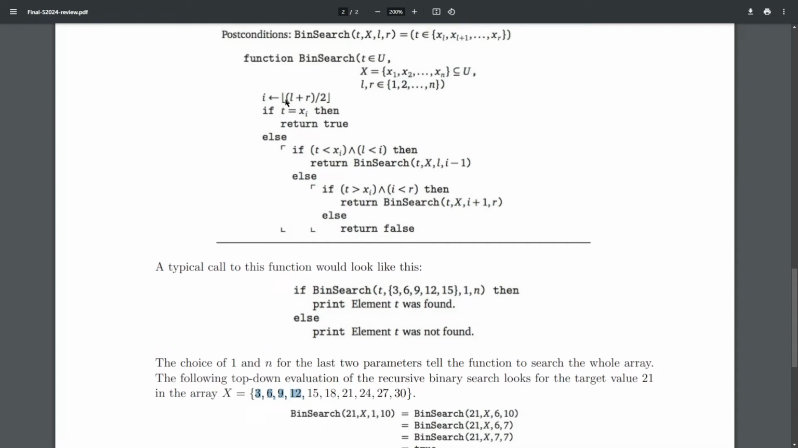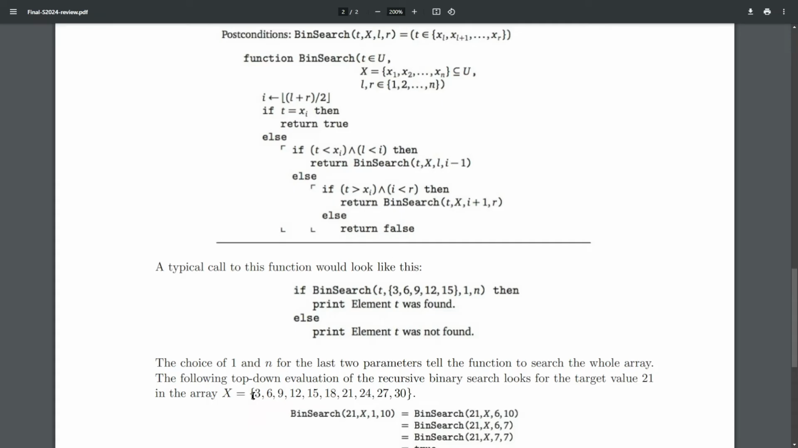I is equal to floor of L, which is 1, plus R, which is 4, divided by 2, so 1 plus 4 divided by 2 is equal to 2.5. Floor that, we get 2, so I is equal to 2. Now if t is equal to x of 2, then return 2. X of 2 is 6, 3 is not equal to 6, so we don't do that, we go to the else part. If 3 is less than 6 and 1 is less than 2, then return binary search of 3, x, 1, and 2 minus 1 equals 1.